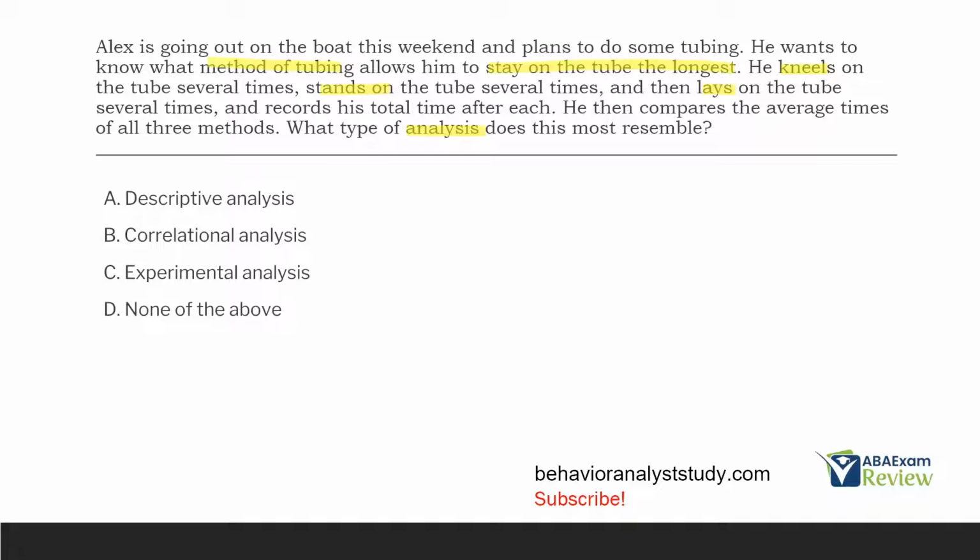But with an experimental analysis, Alex is actually manipulating all these independent variables to look at time. He's then taking data and analyzing it with averages. He's very, very empirical, very systematic. He's doing an actual experimental analysis to try and figure out what is the best method for staying on the tube.